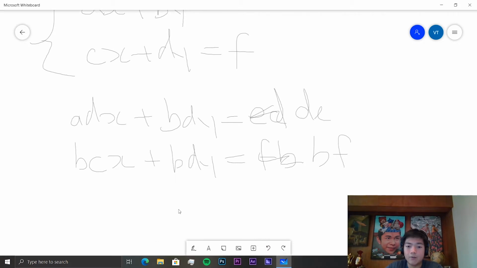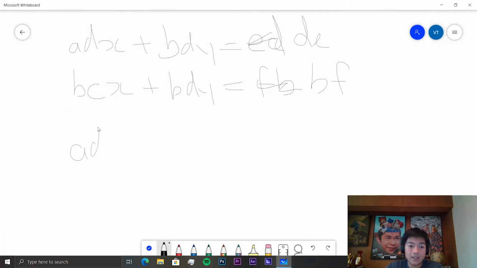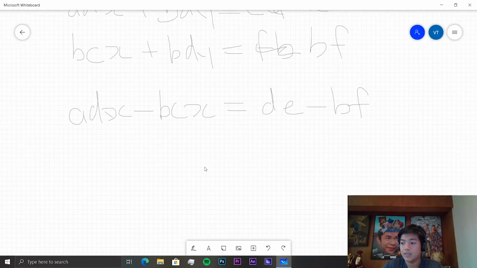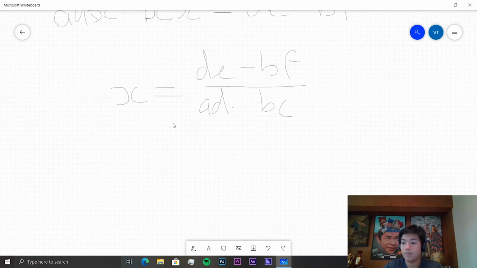So now that the coefficients are equal, we can equate the two. So we have adx minus bcx is equal to de minus bf. And so we have x is equal to de minus bf over ad minus bc. So that is going to be our x value.